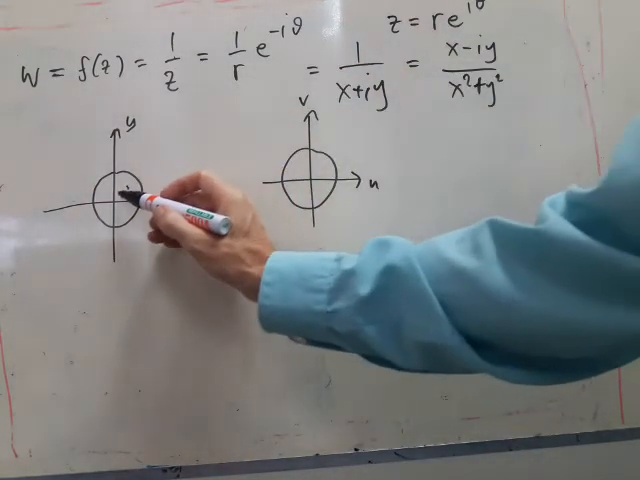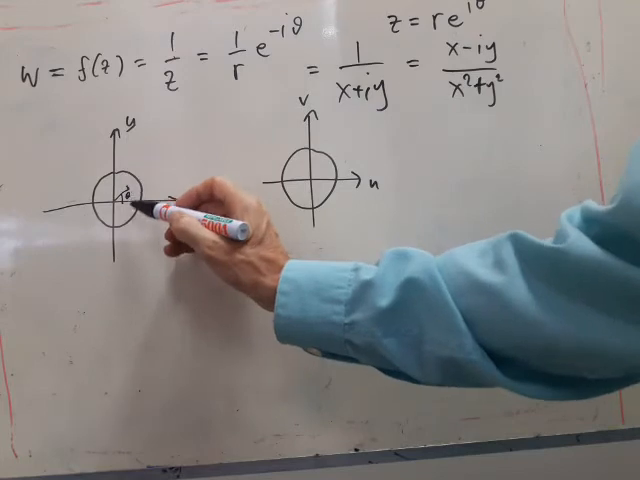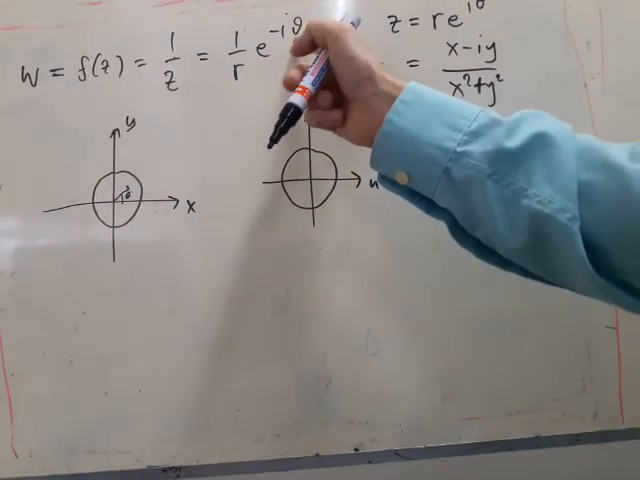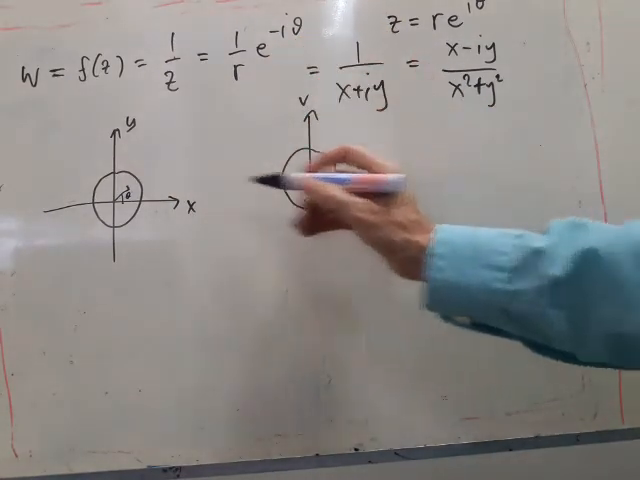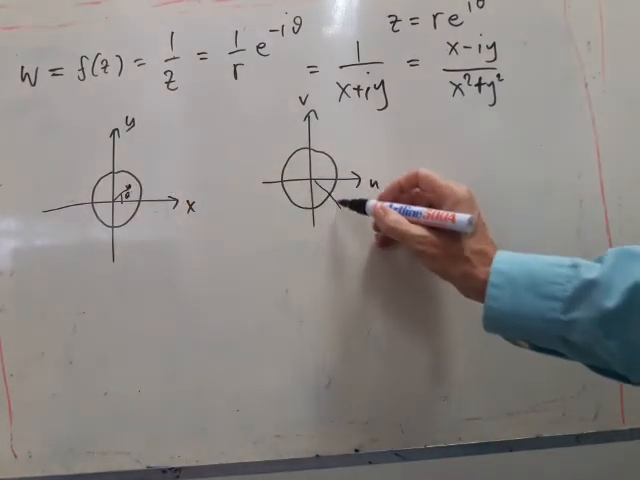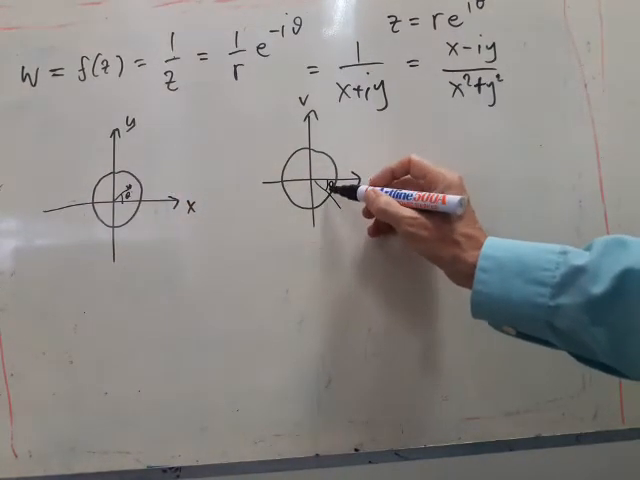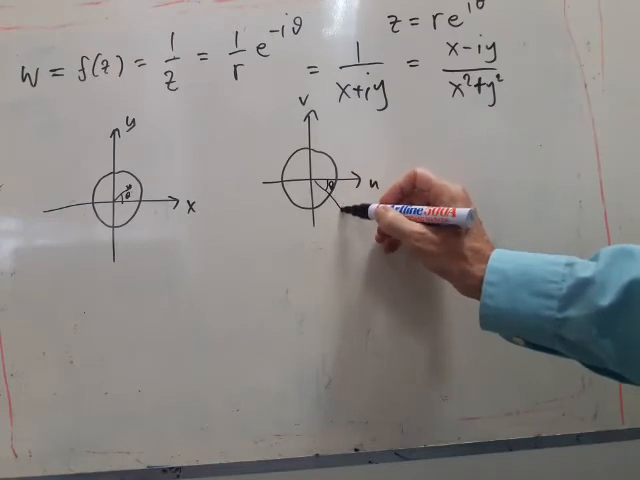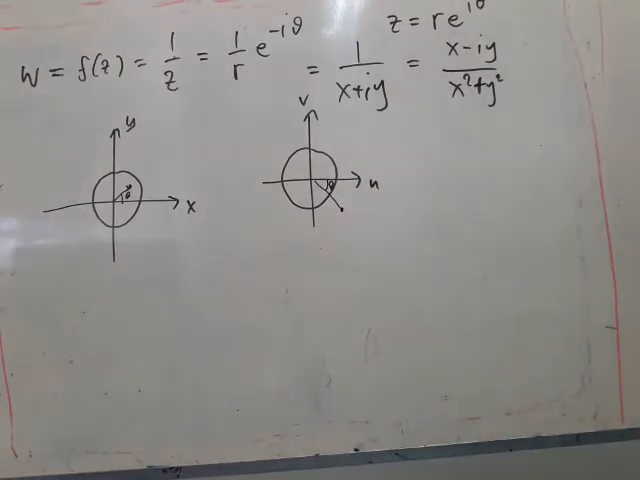But the other thing is that if this is angle theta here, then it's going to get mapped to an angle minus theta. So a point here is going to get mapped to a point with now theta this way at a distance 1 over r here.